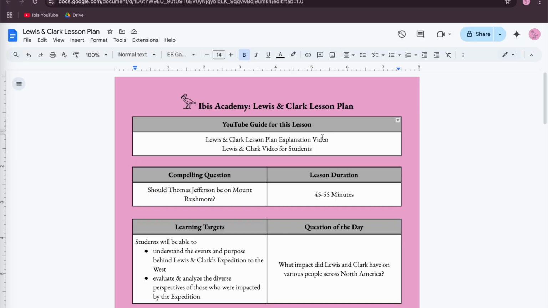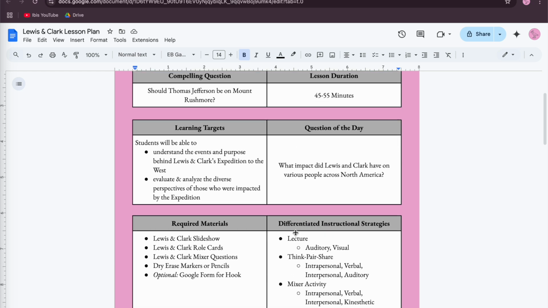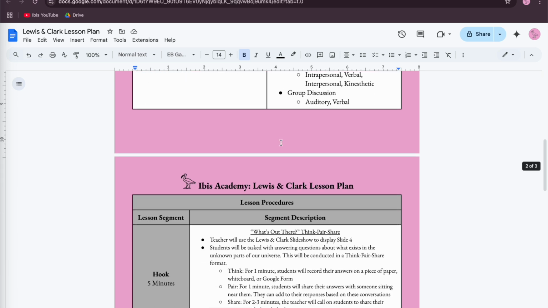Let us get started off with the lesson plan. When you open it up, you'll see that there's the compelling question on the left here. On the right, it takes about 45, 55 minutes, depending on the class size, depending on what students you have. The learning targets and the question of the day are presented below. The required materials and the differentiated instructional strategies are also presented here on the first page.